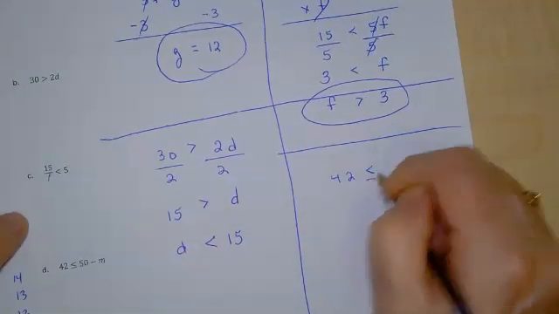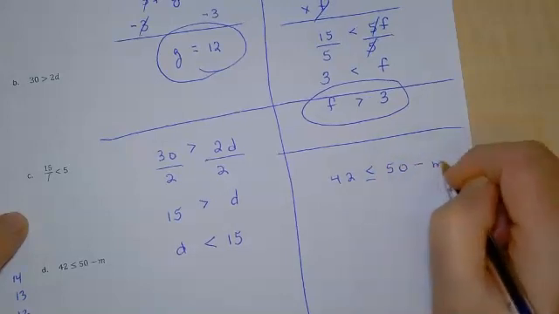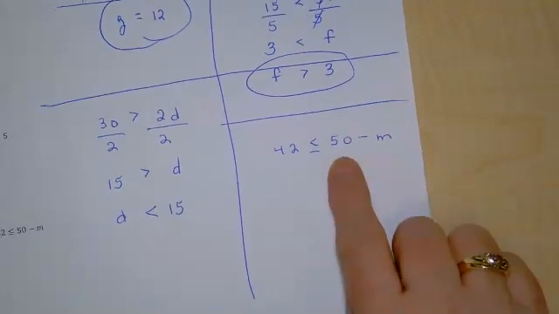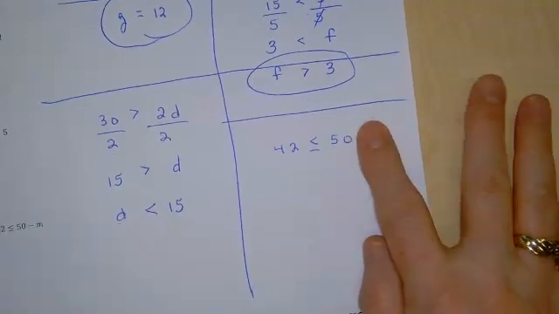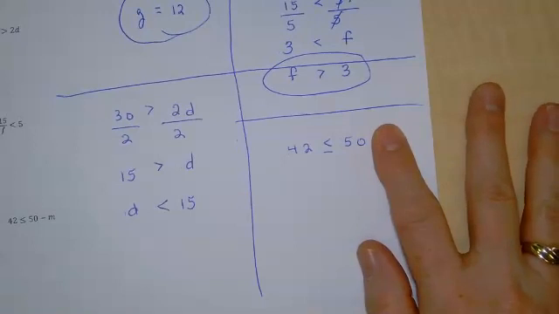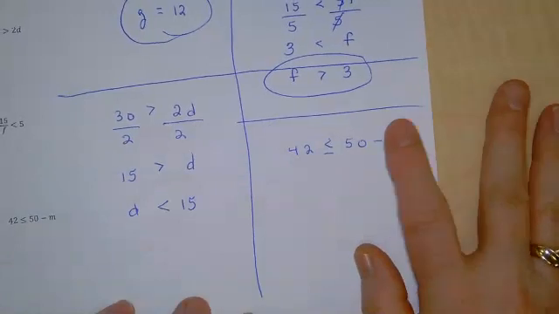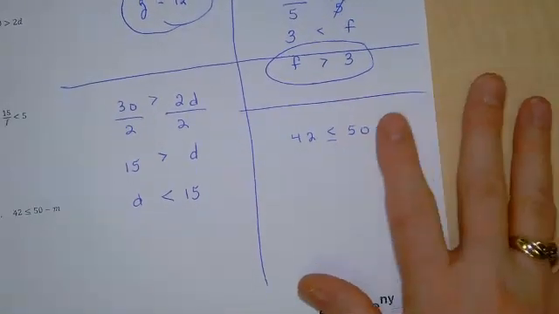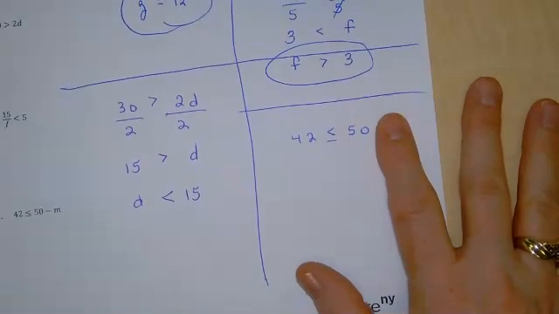42 is less than or equal to 50 minus m. This is another twisty one. It's kind of fun. There's not one like this on your homework, so don't worry. Okay, so I've got minus m here. I've got 50 here. To get m by itself, I have to get rid of positive 50. Notice the subtraction sign does not belong to the 50, right? It's after. So it's not a negative 50. So if I cover this up, I just have to get rid of 50.